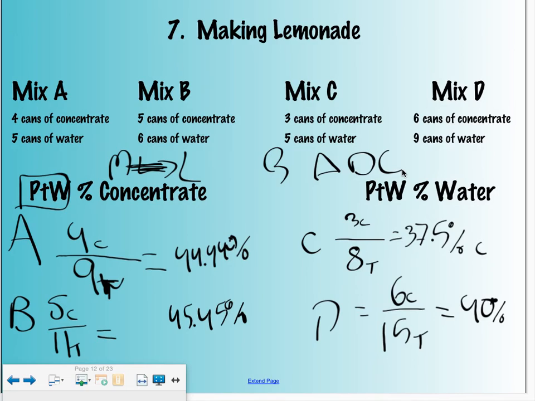David? Lowest percentage of water. Right, so if you do percent water instead of percent concentrate, for example, that would be 5/9, right? Because now we're comparing water to the total, so that will give us percent water. We want to pick the least water, or the least percentage, because least watery means most juicy. So if we flipped and compared water to total, it would be 5 to 9, 6 to 11, 5 to 8, and 9 to 15. That would give you percent water, and you can pick the smallest percentage.